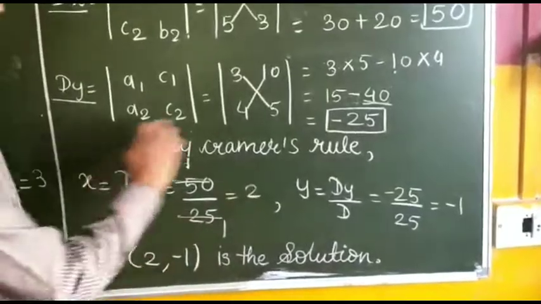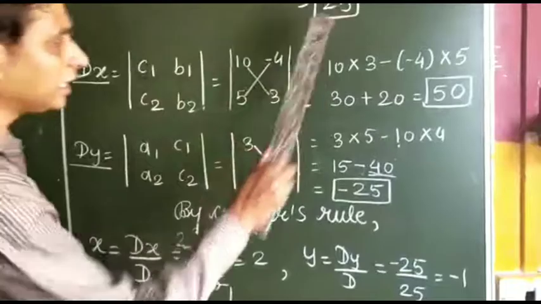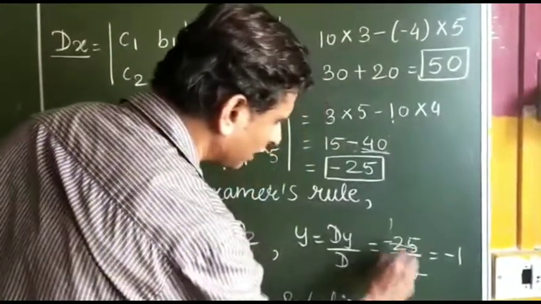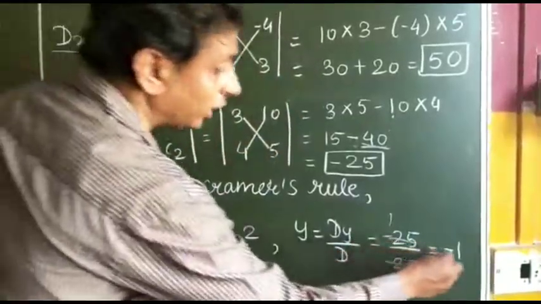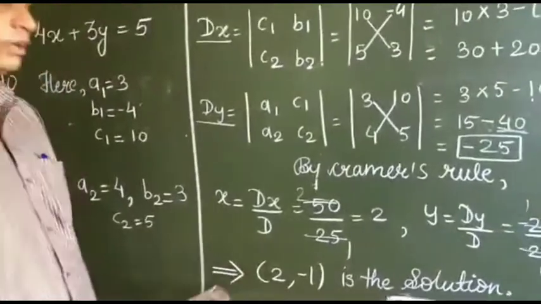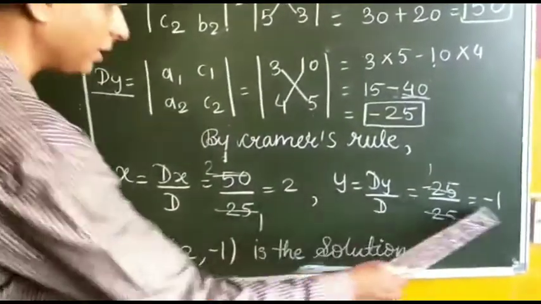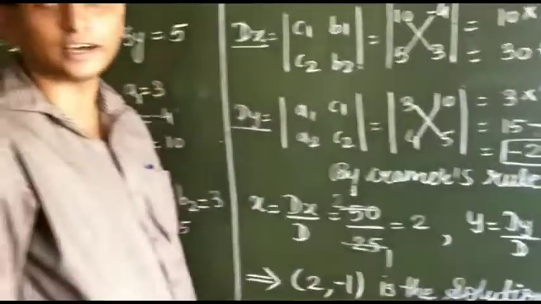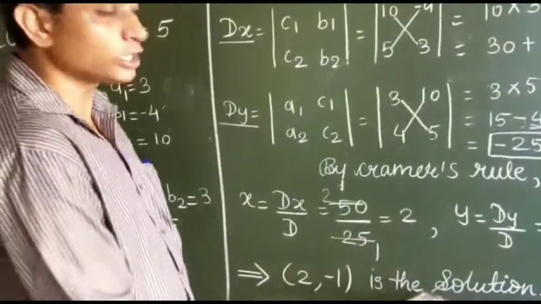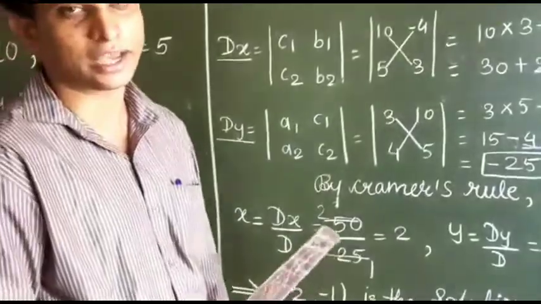Similarly, for the y variable, Dy upon D. What is the value of Dy? The Dy value is minus 25 and the determinant D value is 25. So 25 divided by 25 is 1, and because the sign is negative, the answer is negative. So, students, we found the value of the x variable is 2 and the y variable is minus 1. So the coordinates x and y, which are 2 and minus 1, are the solution. Okay, students, we have used Cramer's rule and solved the example. Thank you.